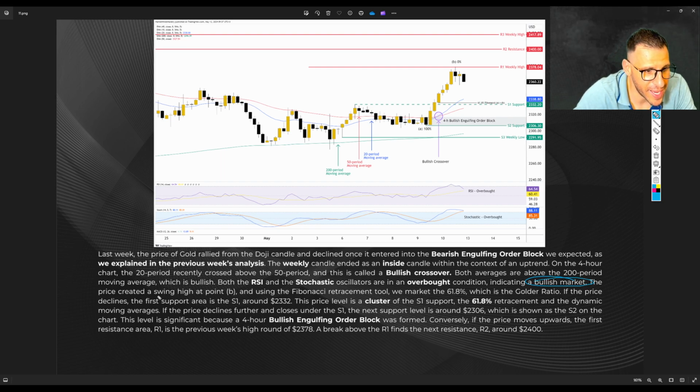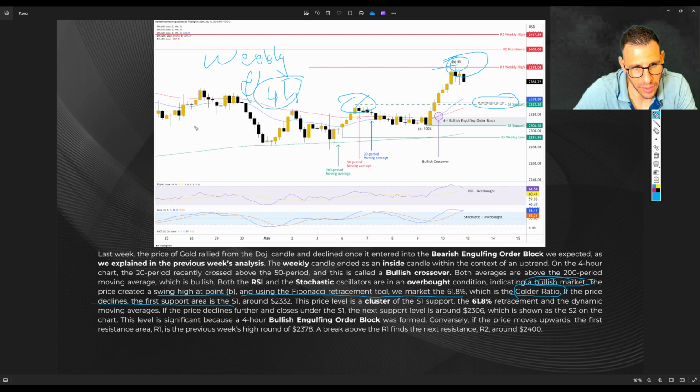The price created a swing high at point B, and using the Fibonacci retracement tool, we mark the 61.8%. And that's what we call the golden ratio. Now, if the price declines, that's the scenario. We need to have two scenarios. First, we make it very clear that this market is in an uptrend, both on the weekly chart and the 4-hour chart.